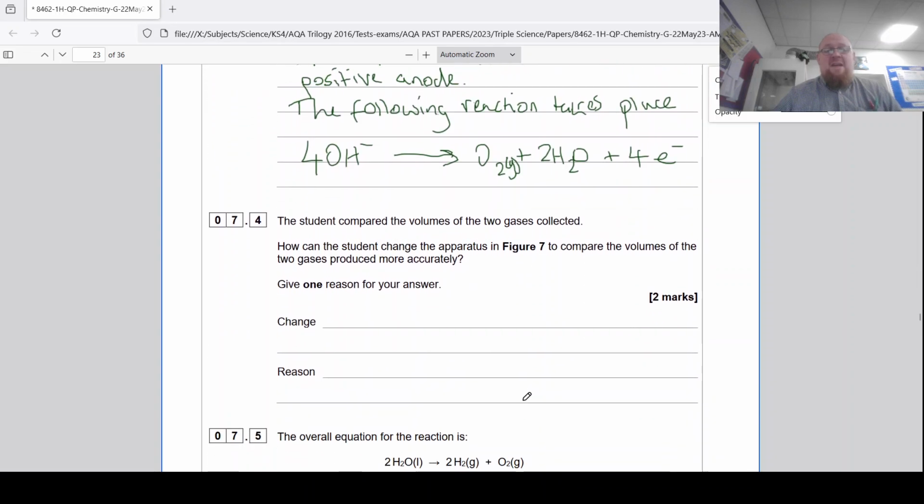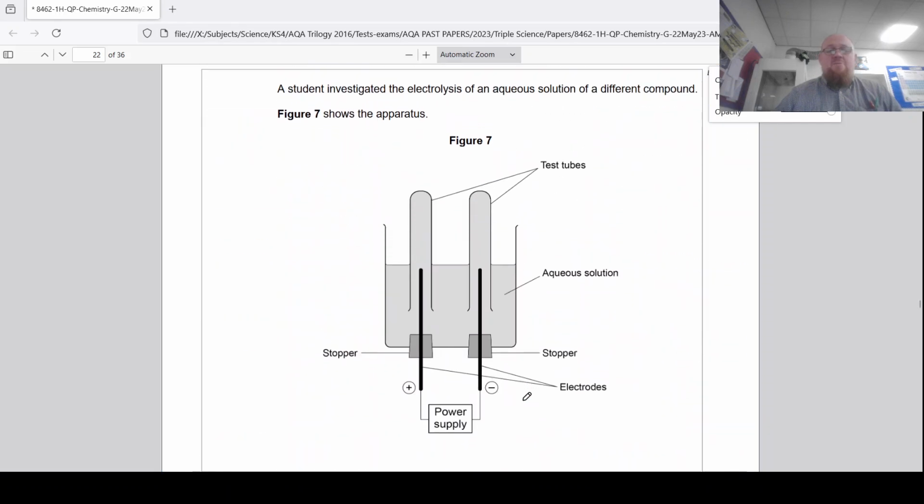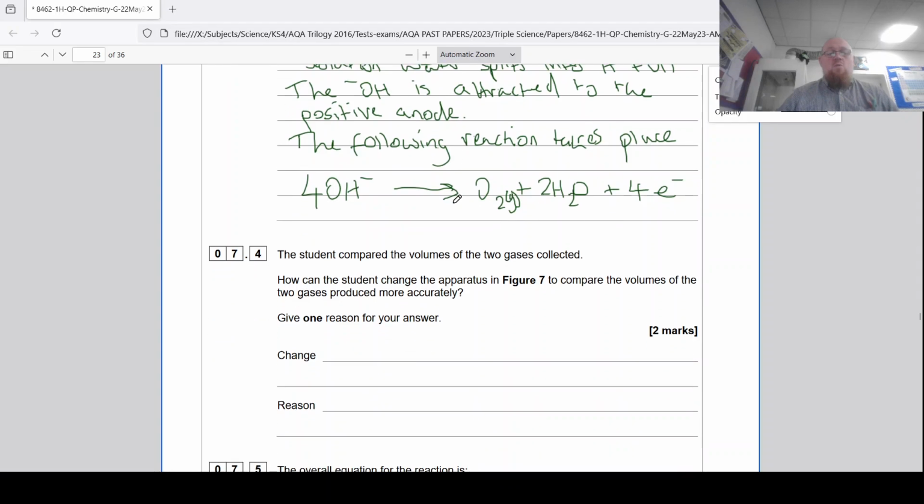A student compared the volumes of the 2 gases collected. This is the question I was thinking of earlier. How can the student change the apparatus in figure 7 to compare the volumes of the 2 gases produced more accurately? So we go back and we look at this and we go, okay, this is in test tubes. Now, if you're analysing the volume of the gas, you're not going to be able to do that very accurately here. We do not have any measurements. So what I'm going to say is to replace the test tubes with measuring cylinders.